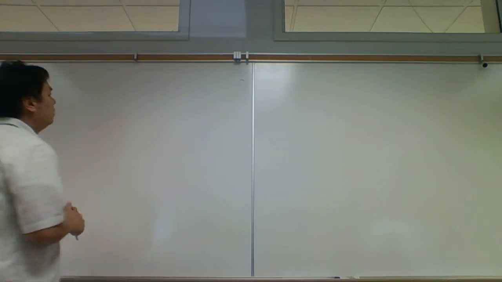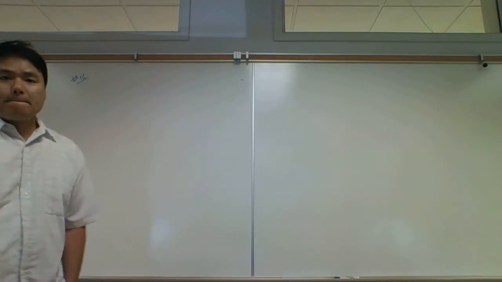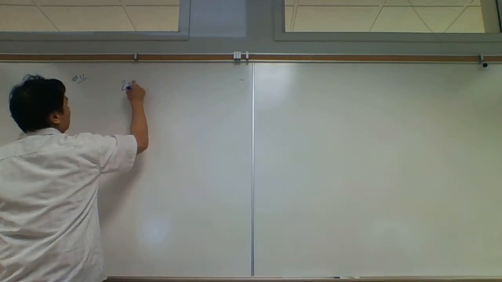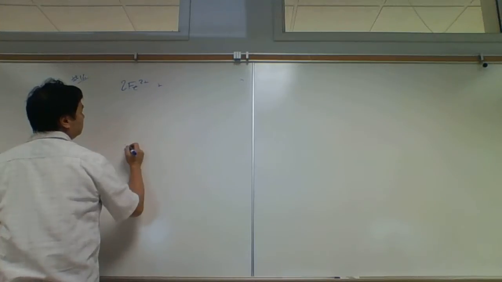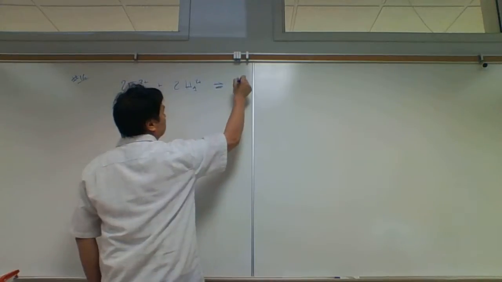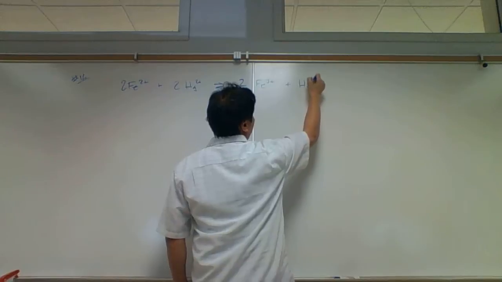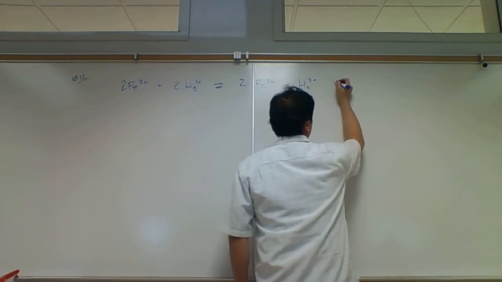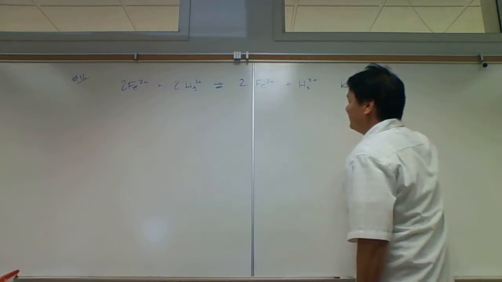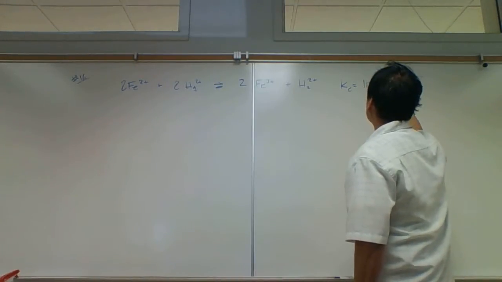What was the reaction? Number 16. 2 Fe2+ aqueous, and then 2 Hg2+ aqueous. That gives you 2 Fe3+ aqueous and Hg2 2+ aqueous. What was the Kc again for this? I just erased it. 1.09 times 10 to the 5th.